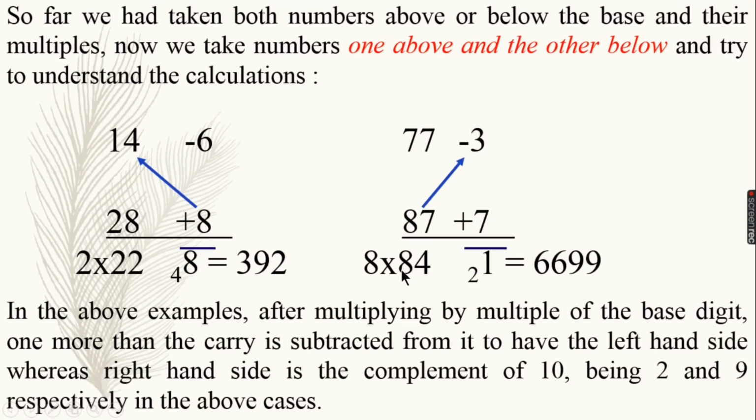So you have the 2 carry here. 8 into 8 is 64. 64 plus 2 is 66. So 6699 is the answer. So that makes the multiplication far simpler than otherwise.